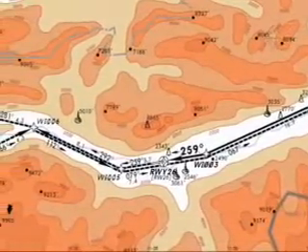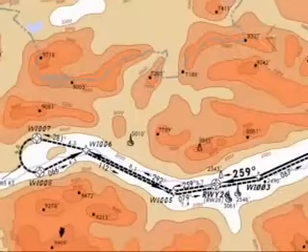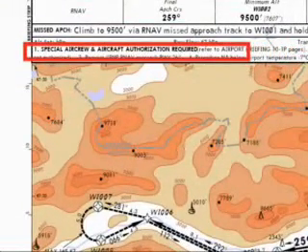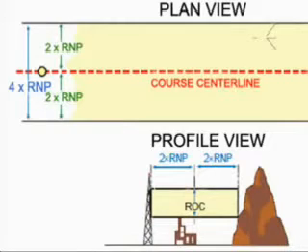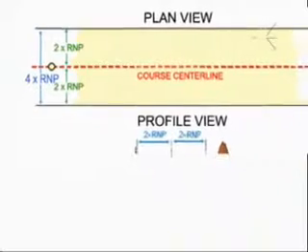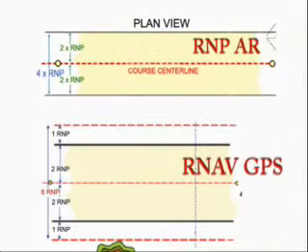RNP AR, authorization required, are instrument approach procedures that require specific approval from the regulatory authorities prior to being flown. RNP AR does not include those buffer margins shown on the RNAV lateral obstacle protection areas. Take a look at the path definition sketch.